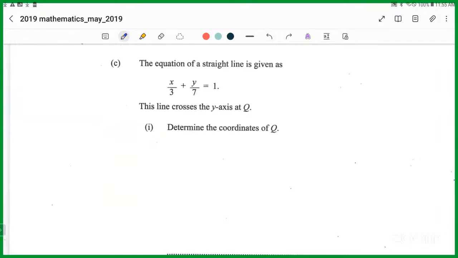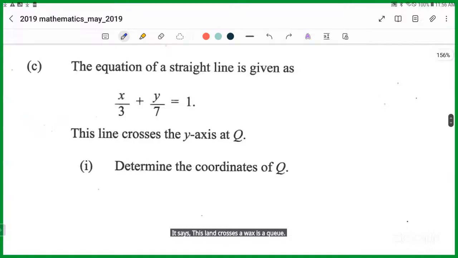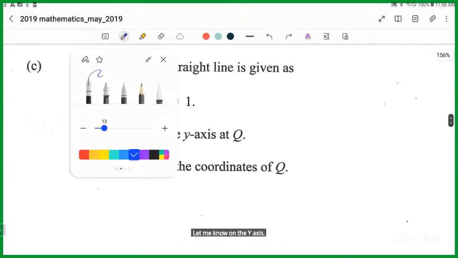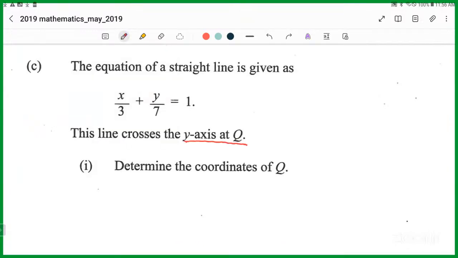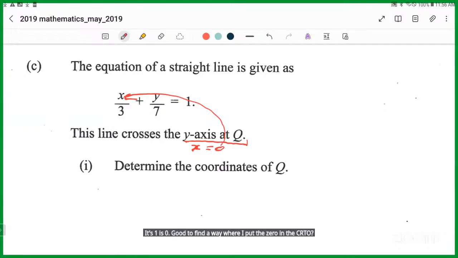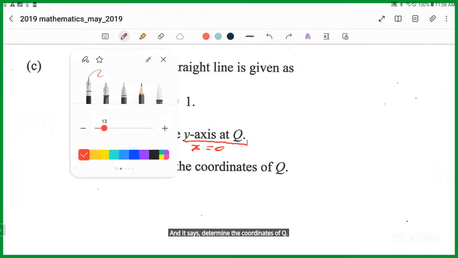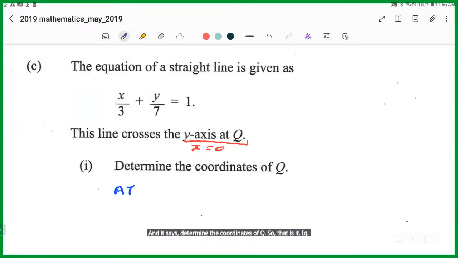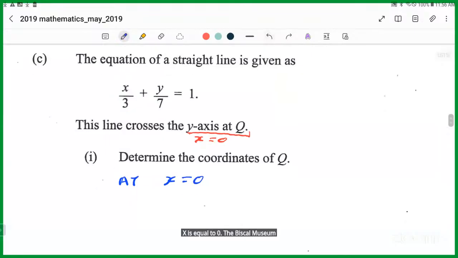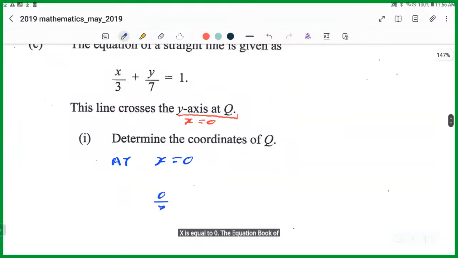It says this line crosses the y-axis at Q. So remember now, on the y-axis at Q, the x value is 0. So to find the y value, I'm going to put the 0 in it right here. And it says, determine the coordinates of Q. So that is it. At Q, the x is equal to 0. So the equation becomes 0 over 3. I'm going to put the 0 right here.